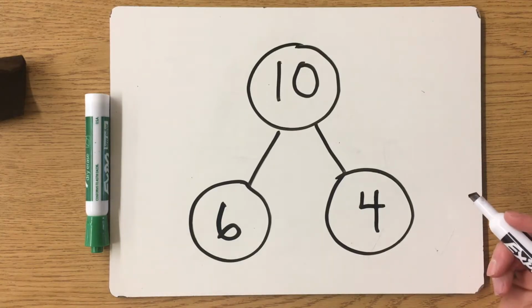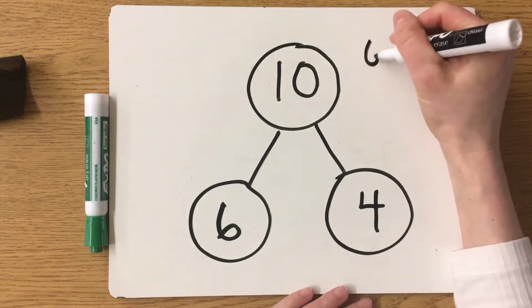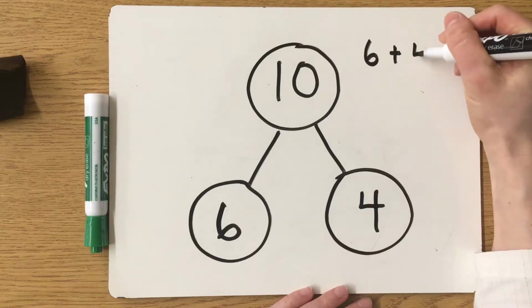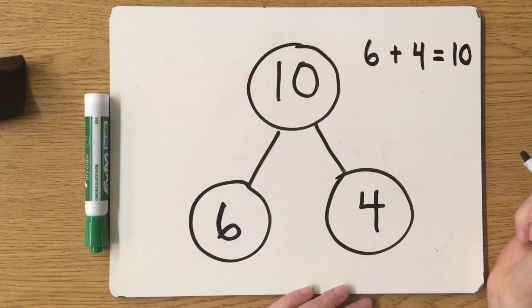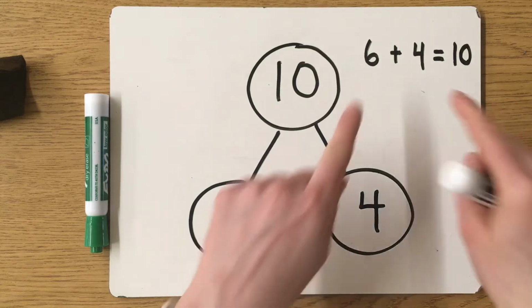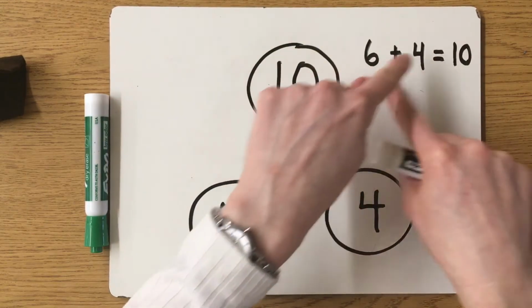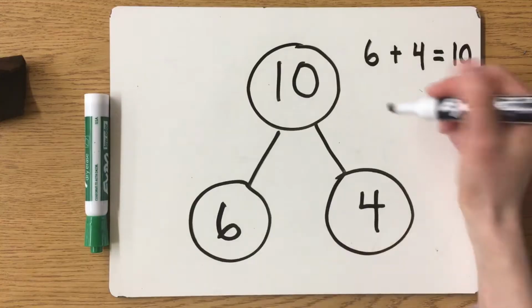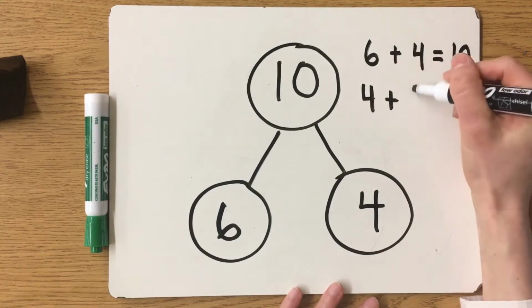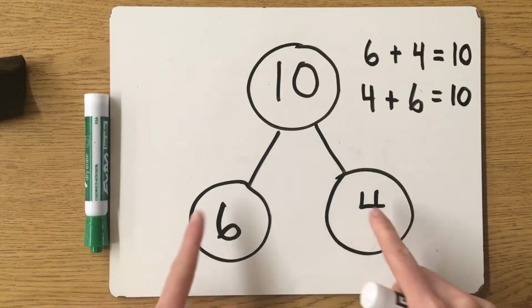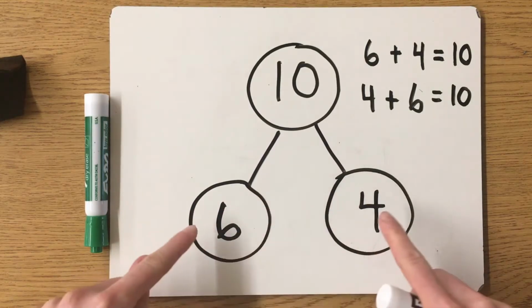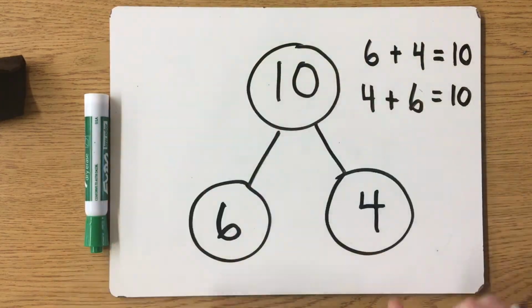Let's show this with addition equations. Part plus part equals whole group. We can use the commutative property to rearrange the parts. 4 plus 6 is also equal to 10. It doesn't matter which order you put the addends in. When you combine them, you still end up with the same whole group.